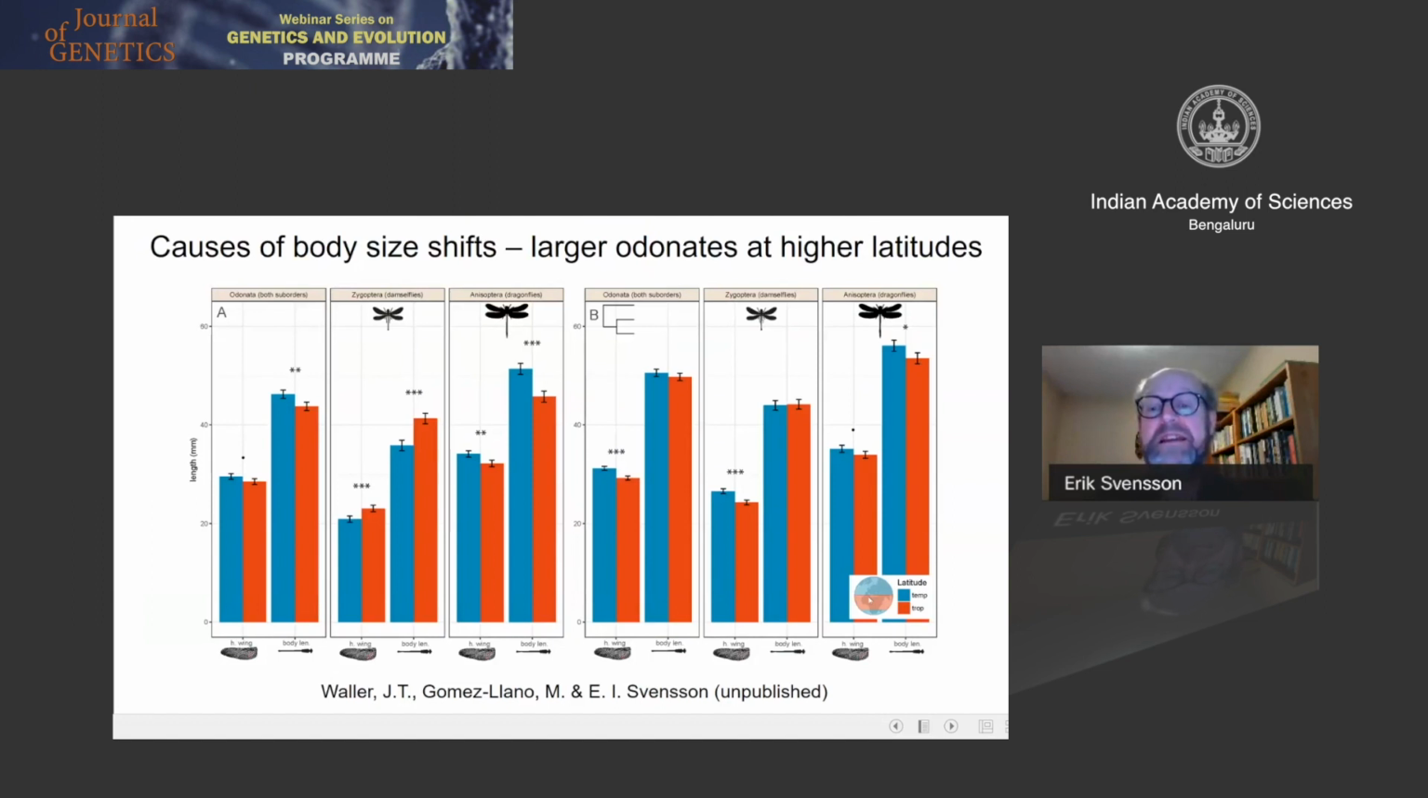So this is an interesting case where a phylogenetically corrected analysis and an analysis of pure data points give different results. And this difference is biologically interesting. I can comment upon that later. But overall, the conclusion is that, with the exception of damselflies in some circumstances, Odonata are larger at higher latitudes. Why is that so?